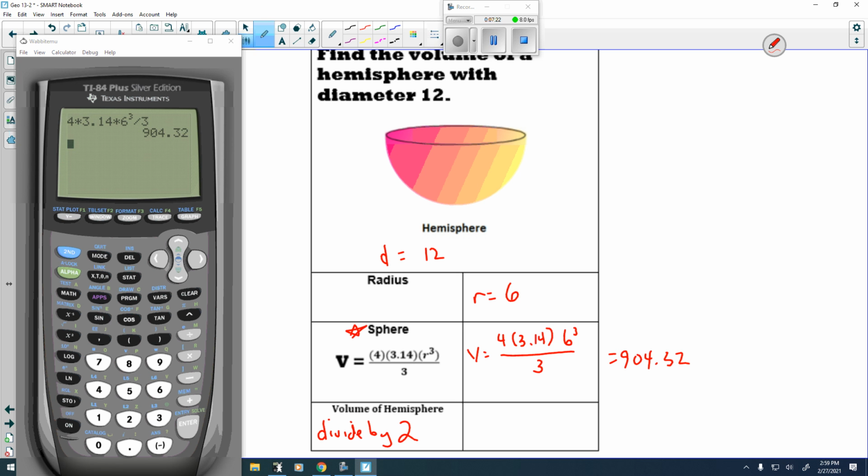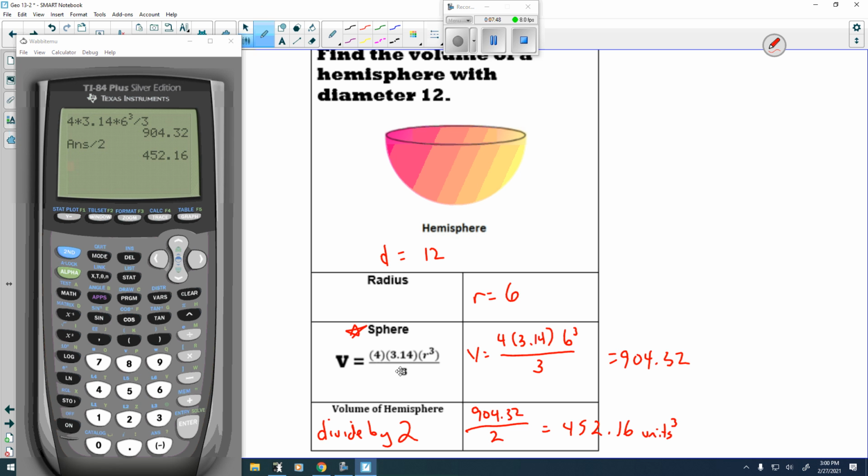Because the hemisphere is only half the sphere. So it's 904.32 divided by 2. And we get 452.16. And again, that's going to be units. Doesn't look like it told me a unit here. So units cubed, because it's volume.